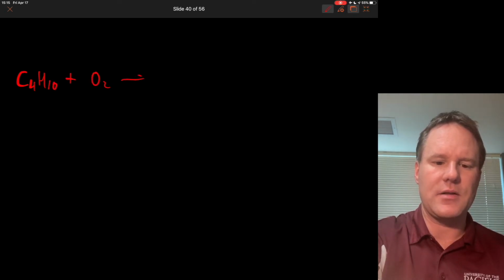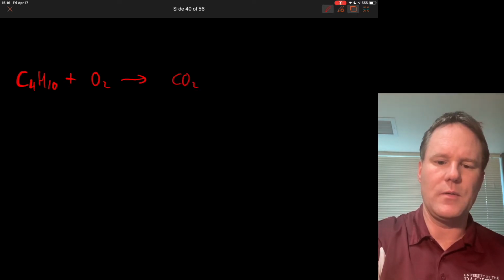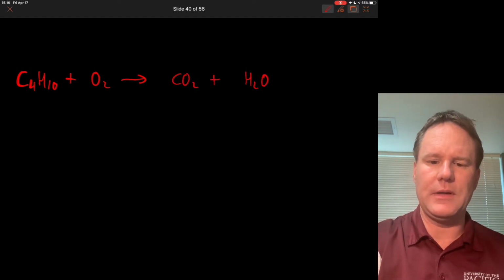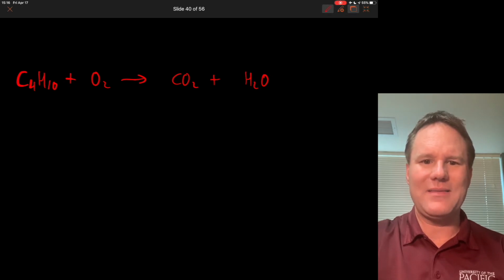I would say butane, C4H10, is also fuel, and it reacts with oxygen the same way. It gives you CO2 and water. So how would I balance this equation?